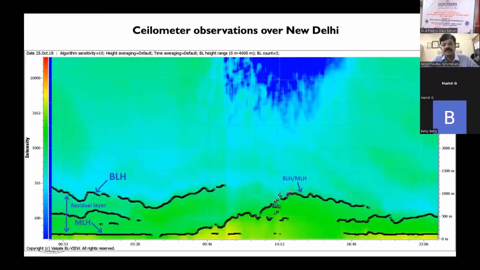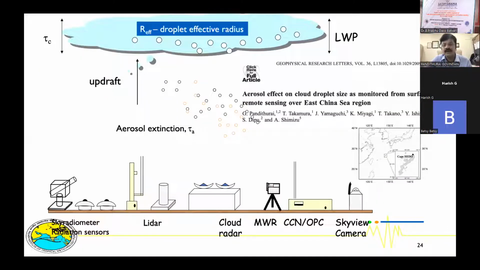Now this is another observation from over Delhi. This was in campaign mode. So we could get some boundary layer information under the fog experiment. So coming to the aerosol cloud interactions, I had a chance to visit under a JSPS fellowship the Center for Environmental Remote Sensing at Chiba University, Japan.